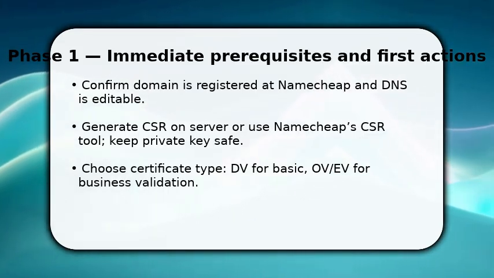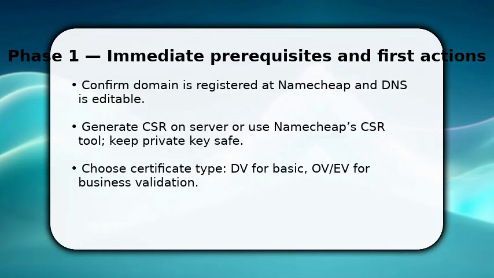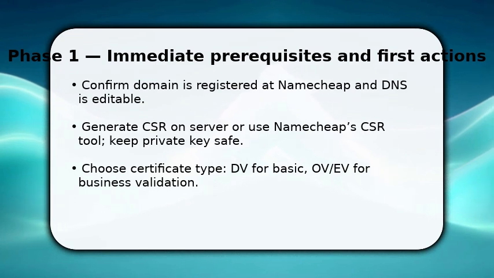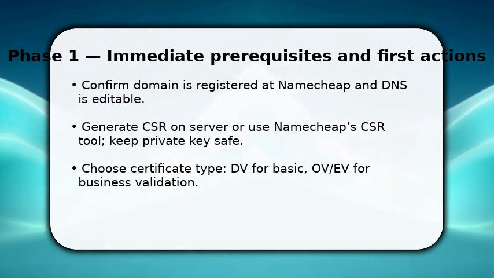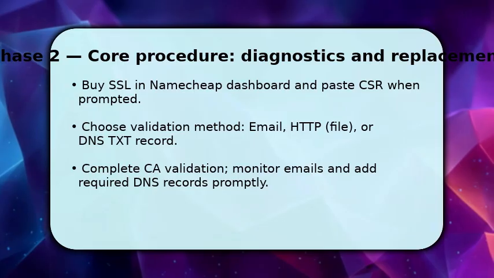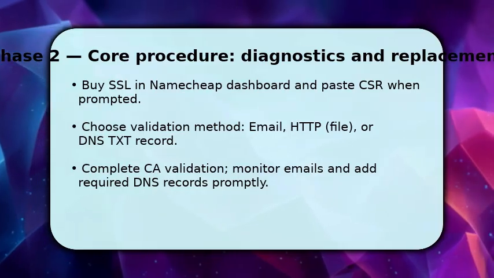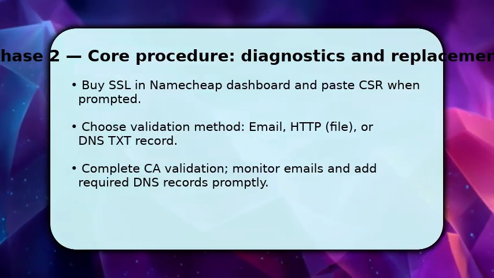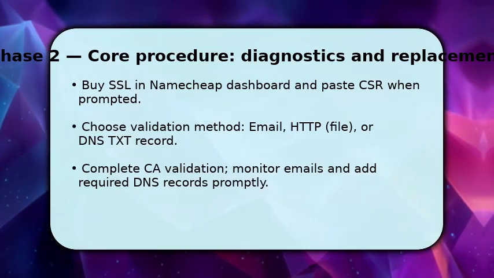Once done, select the certificate type that matches your needs. Domain validation for speed, organization validation for trust, or extended validation for maximum credibility. Make sure DNS is editable so you can now purchase the SSL in Namecheap and submit the CSR you created. This tells the certificate authority which key pair to issue a cert for.